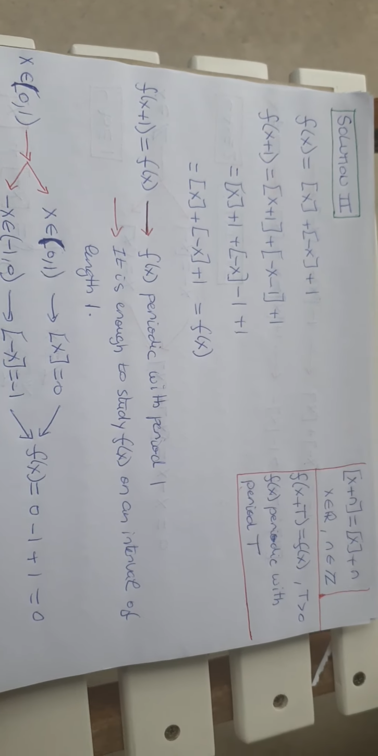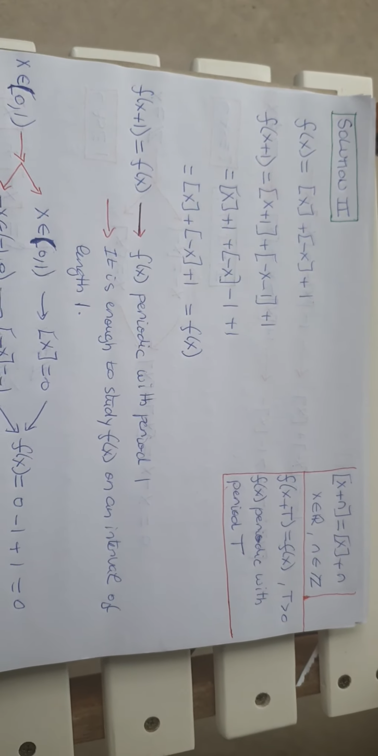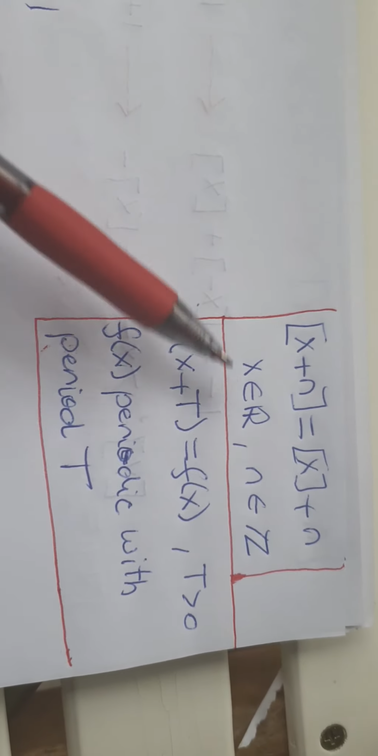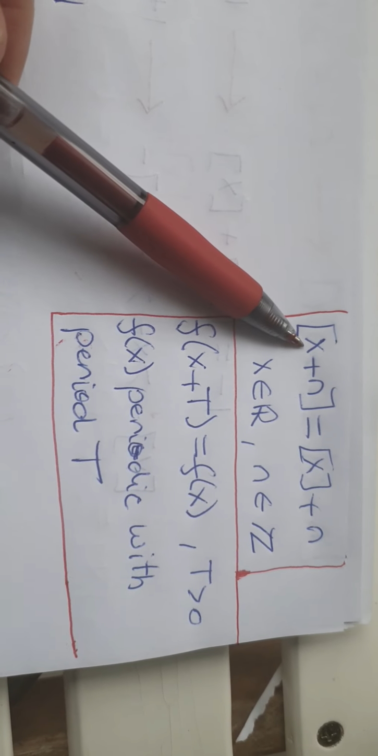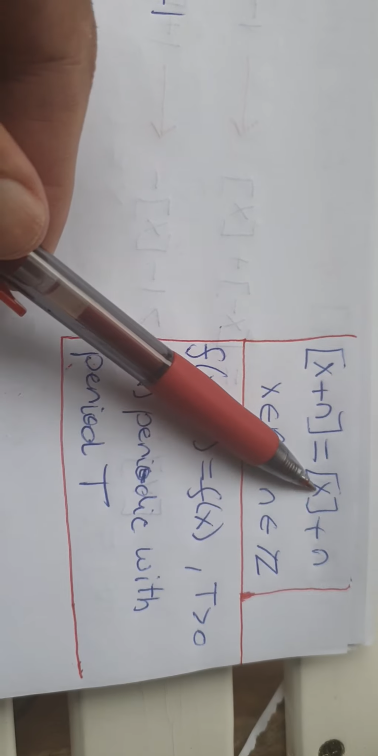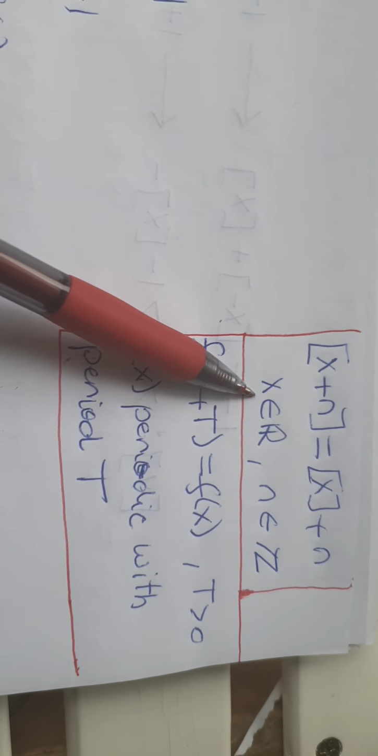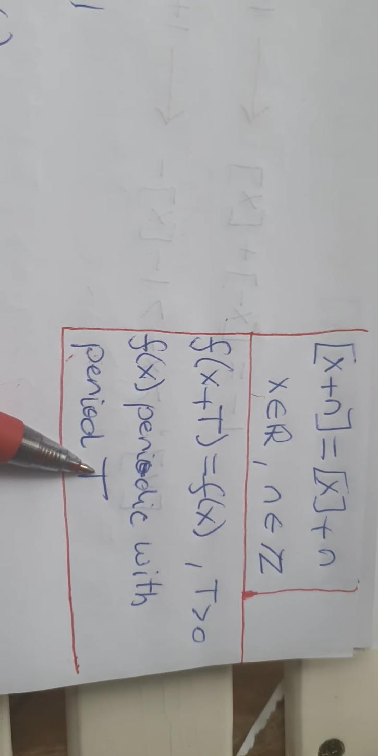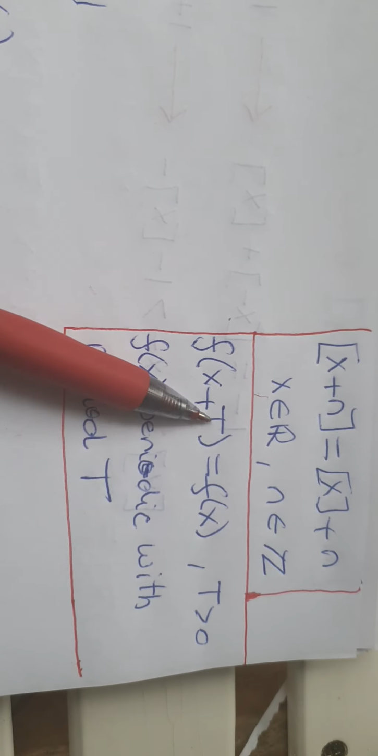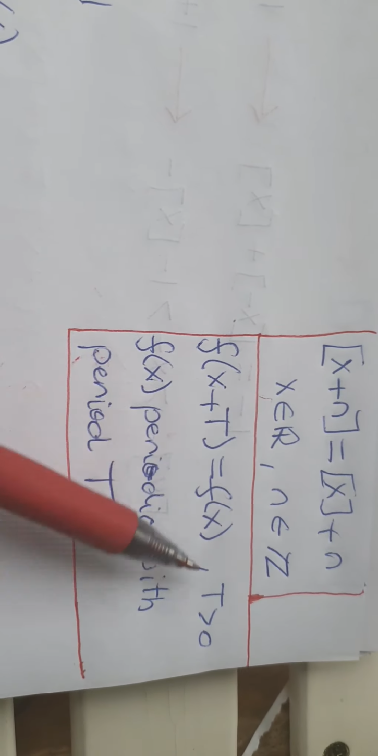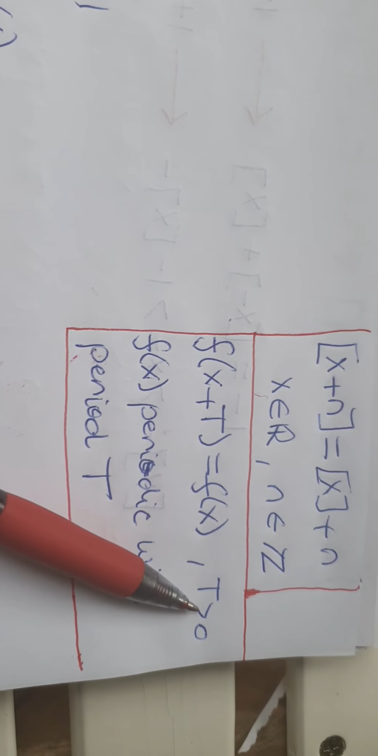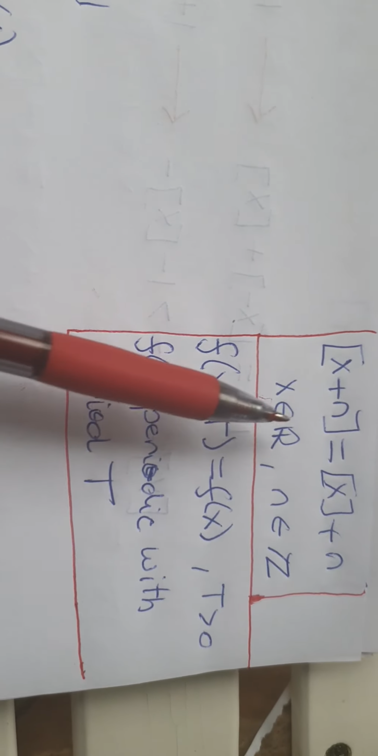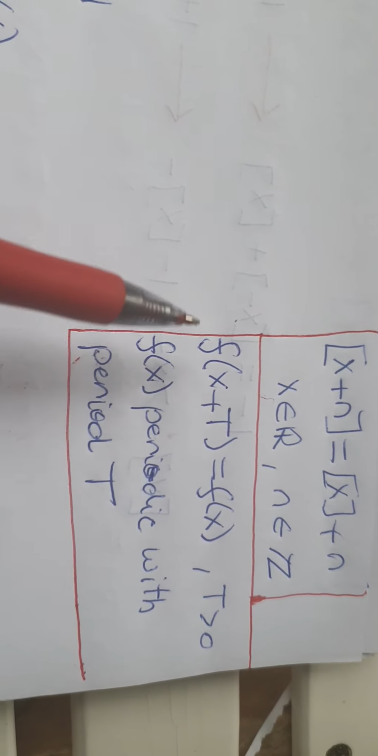Now solution 2, which is more sophisticated. In this solution I'm going to need one fact from an earlier video, which said that the integer part of x plus n is equal to the integer part of x plus n, where x is a real number and n is an integer. And the second fact I will use is that if f of x plus t is equal to f of x for all x, where t is a real number greater than 0, then f of x is periodic with period t. So I'm going to use these two facts to make another solution now.